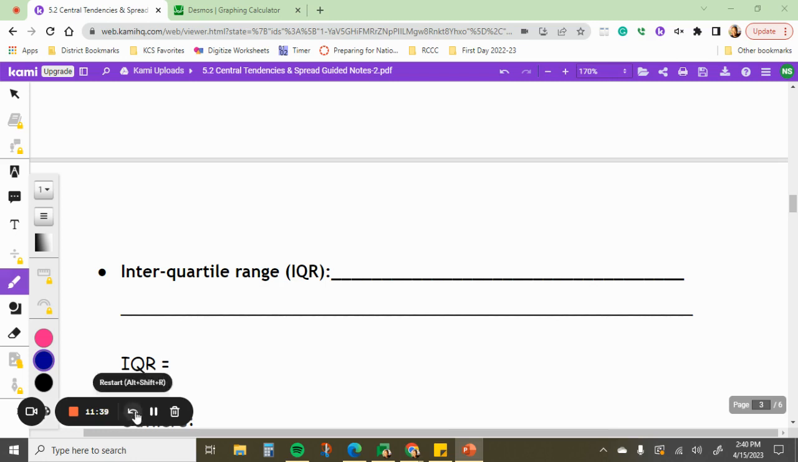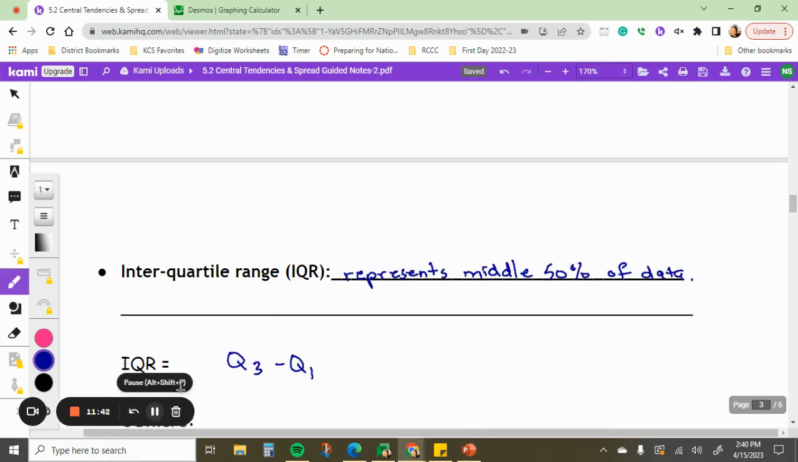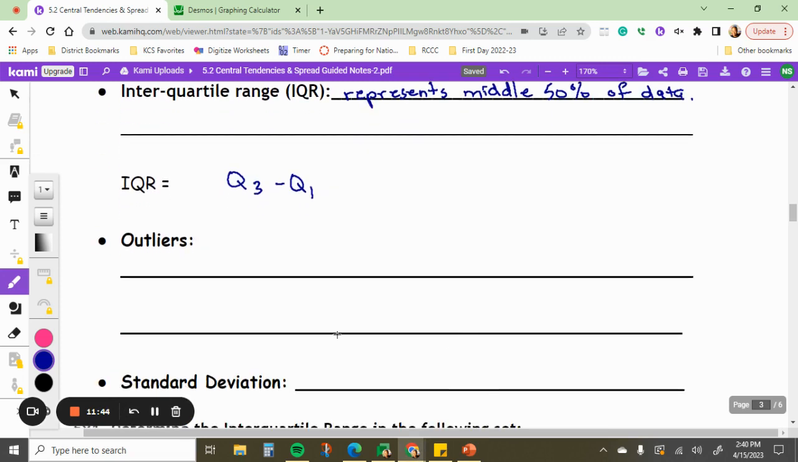Let's write it down. So make sure you pause to write it down. To find our IQR, we subtract Q3 minus Q1. Next, we have outliers. That's basically a piece of information that doesn't belong. It's way above or way below the majority of the pieces in the data set. And standard deviation tells us the average distance each data point is from the mean or the average. Let's go ahead and write those definitions down.